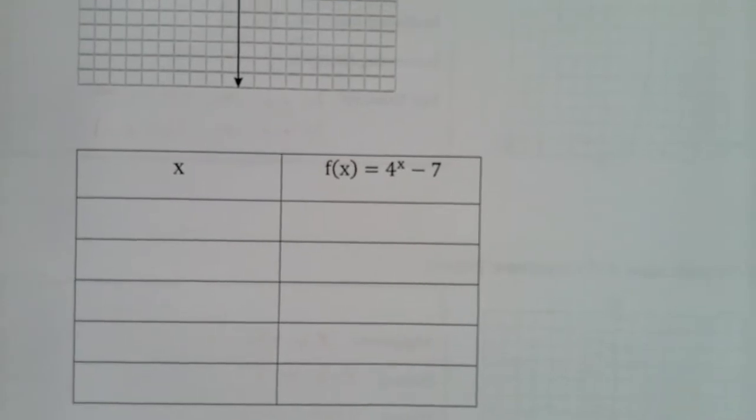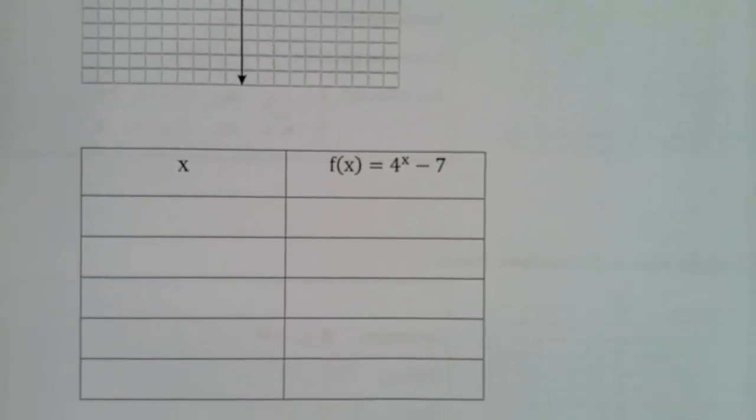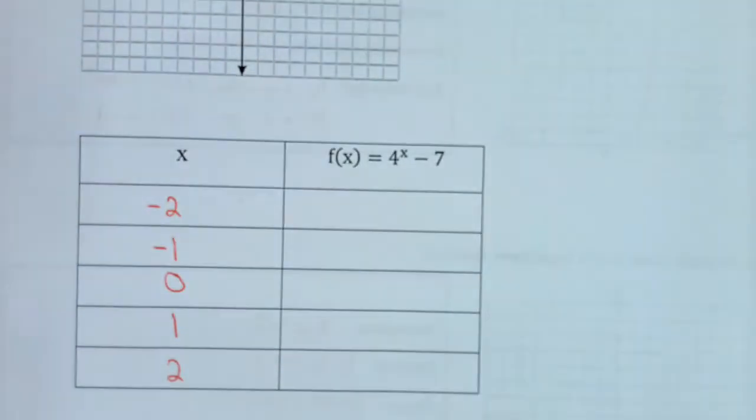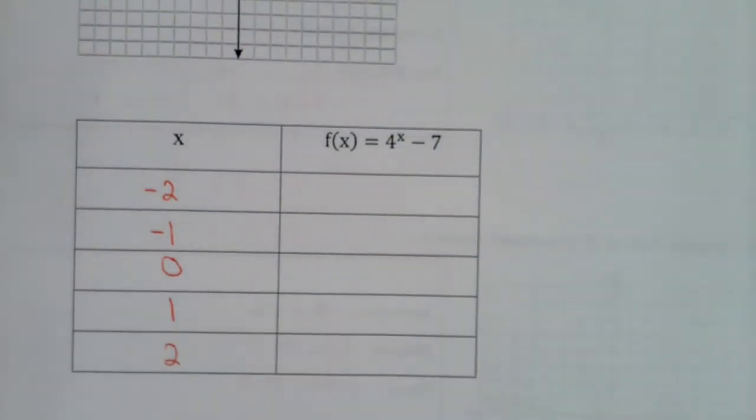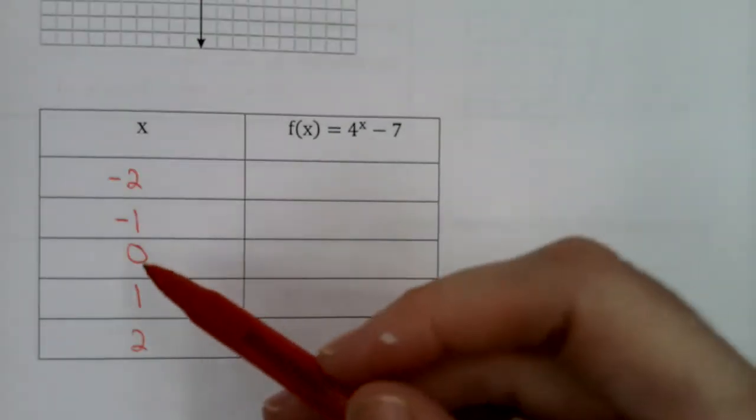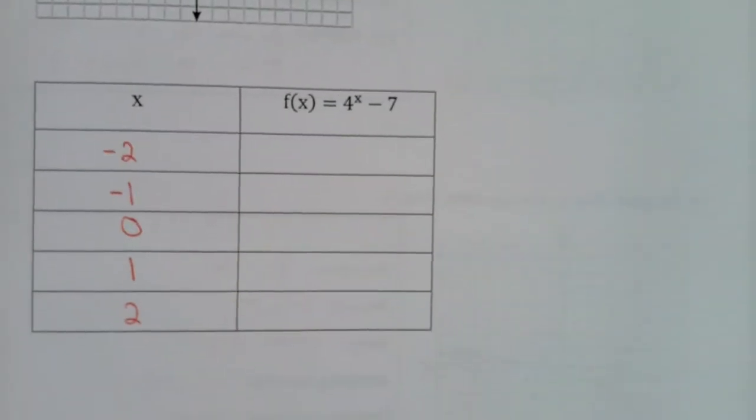So what x values should I choose? I'll do 0. I'll do 1, and I'll do 2. And I'll do negative 1, and I'll do negative 2. Okay, so let's do the easy ones first. Let's do 0 first.